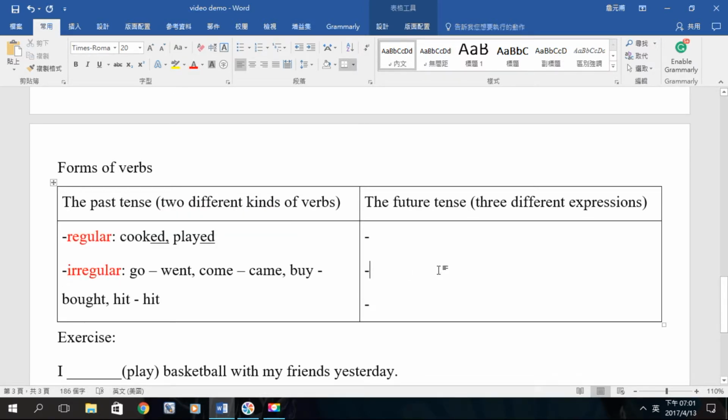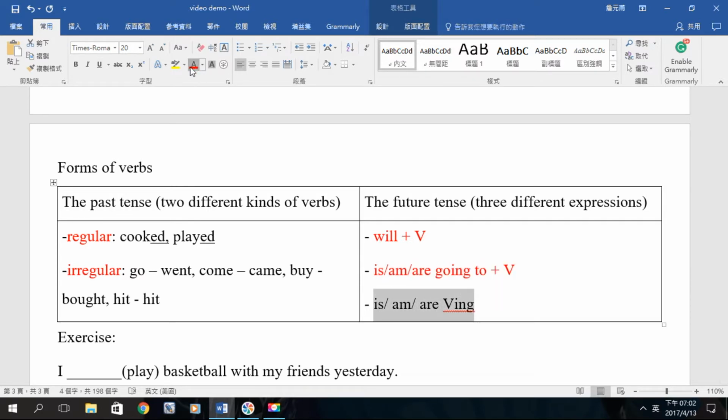Now the three different expressions in the future tense are, for the future tense, we use will with a base verb, or is, am, or are going to with the base verb, or even is, am, are with the ing. So these are the three expressions. I'm going to talk about them individually.